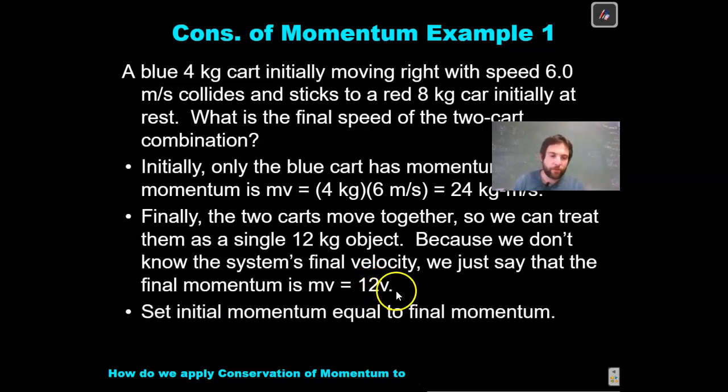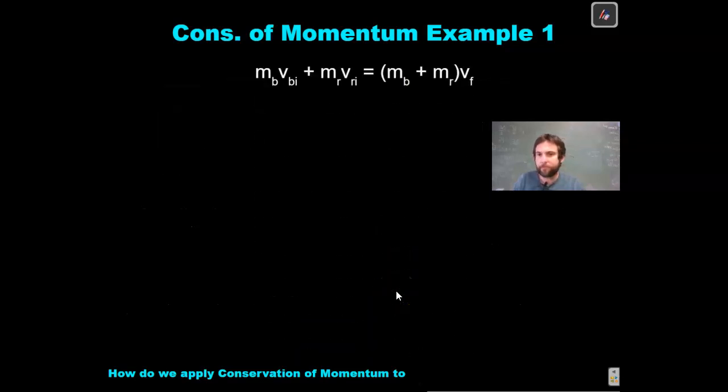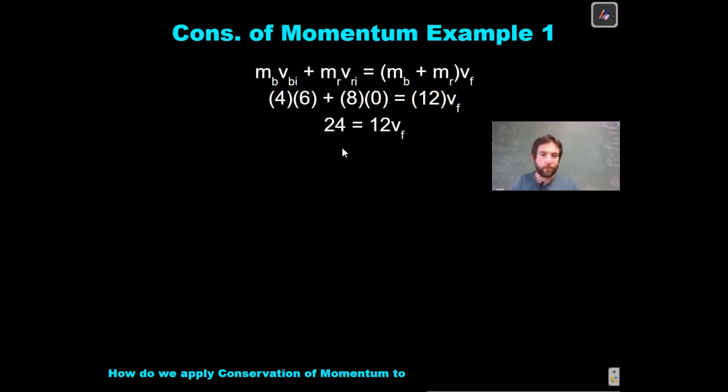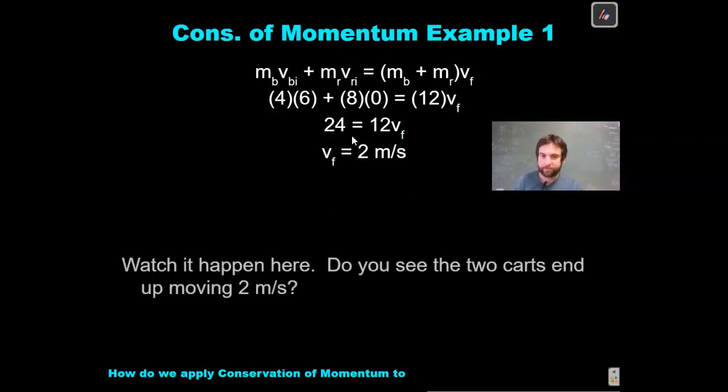Set the initial momentum equal to the final momentum. So here we have it. The initial momentum of the blue car plus the initial momentum of the red car equals the combined masses times the final velocity. 4 times 6 equals 12 times v is what we will get. So 24 equals 12 v, and we can see the final velocity is obviously 2 meters per second.